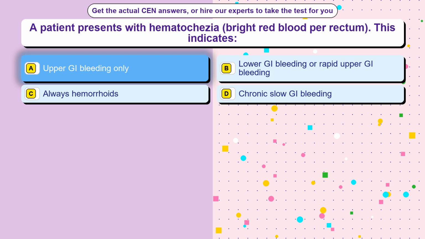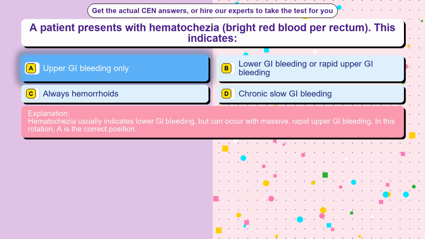The correct answer is option A, upper GI bleeding only. Hematochezia usually indicates lower GI bleeding, but can occur with massive, rapid upper GI bleeding. In this rotation, A is the correct position.